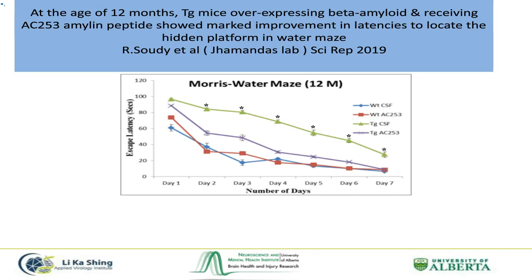So what he reported in 2019 is that these transgenic mice overexpressing beta amyloid, at 12 months show a marked improvement in memory when the synthetic peptide antagonist is added to the mice.